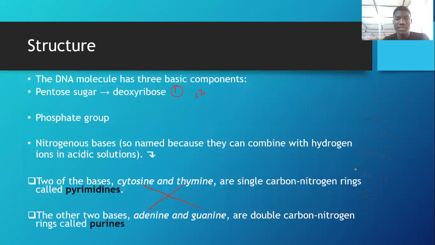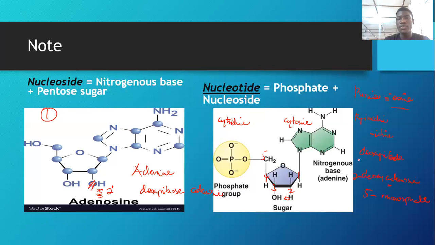If we have the base, let's look at some of the bases. We have the base guanine. You know, guanine is a purine, so it will take the name osine. So we would have 2-deoxyguanosine 5 monophosphate.